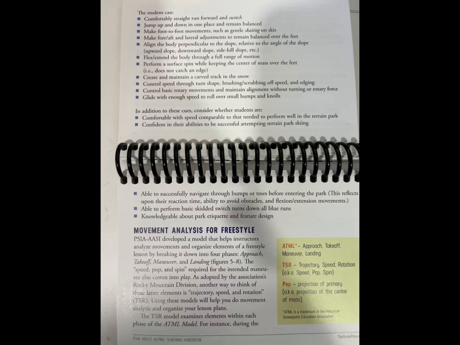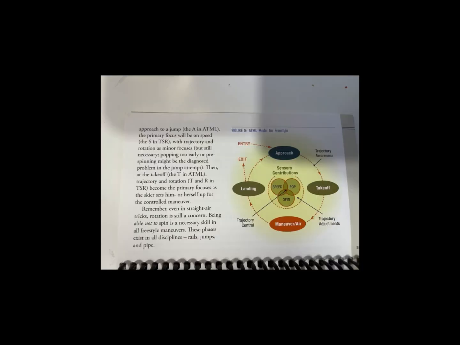Movement analysis for freestyle. PSIA-AASI developed a model that helps instructors analyze movements and organize elements of a freestyle lesson, breaking it down into 4 phases: approach, takeoff, maneuver, and landing. See figures 5 through 8. The speed, pop, and spin required for the intended maneuver also comes into play, as adopted by the Association, Rocky Mountain Division. Another way to think of these latter elements is trajectory, speed, and rotation.